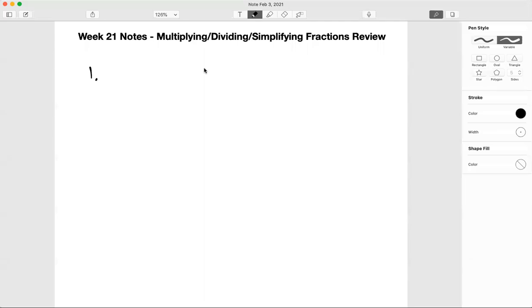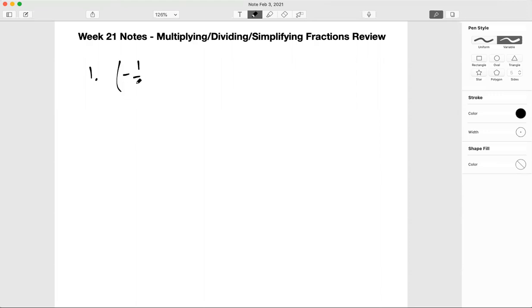All right, everyone, we're going to do a little bit of review now in preparation for what we're going to do in the following weeks. So this is something you have done in the past: multiplying, dividing, simplifying fractions. So here's your first problem.